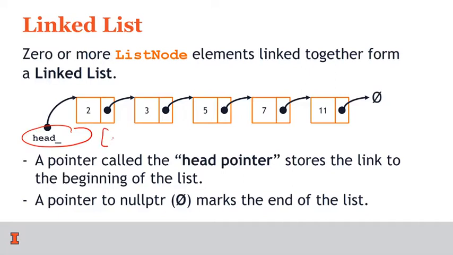This will point to effectively index 0. And then we'll have a pointer to the null pointer that marks the end of the list. So as long as our pointer doesn't point to null, we know we have not yet reached the end. So looking at the head pointer, if we start at the head, we see index 0 is 2, index 1 is going to contain 3, index 2 is going to contain 5, and so forth, simply by following the pointers to the next location each time.